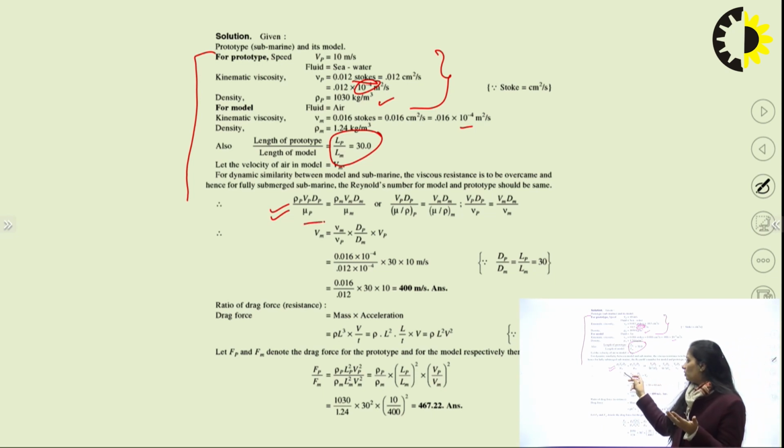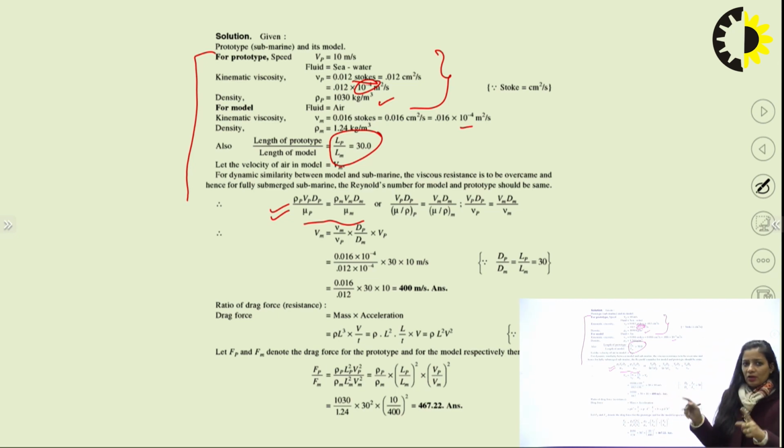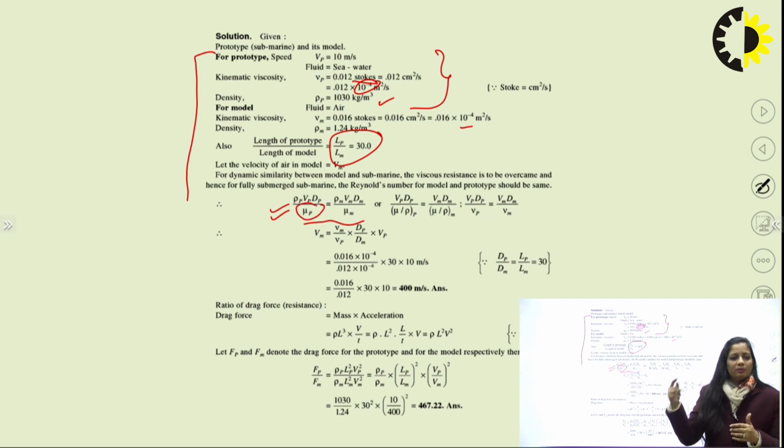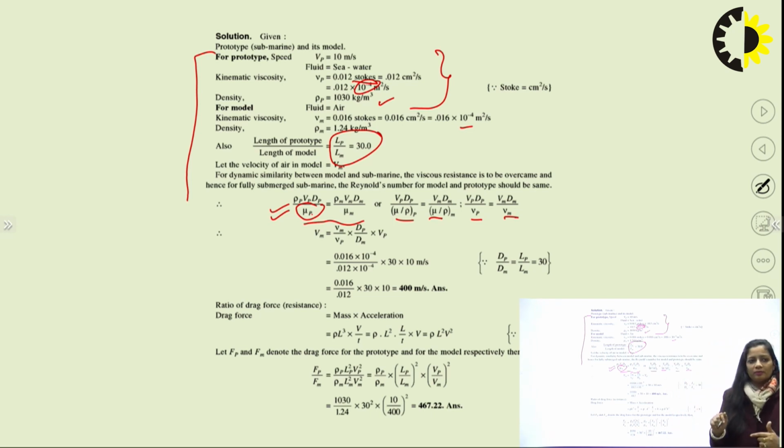Here you can see the formula is applied, and because this particular question has given the value of viscosity in kinematic terms, or you can say in Stokes or meter square per second, you can convert mu p to kinematic viscosity by dividing by rho. So here mu p by rho will be equal to your kinematic viscosity. Here you can see nu p, and also this term can be converted to nu m. Now what will be the velocity?